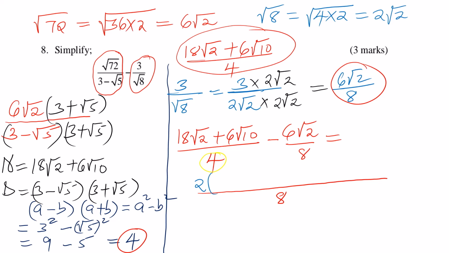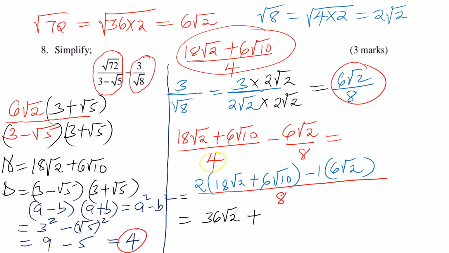So 2 multiplied by 18 root 2 plus 6 root 10, and then 8 divided by 8, that will be negative 1. So this will be 6 root 2. So upon opening the brackets, this is what you're going to get. But this one will be 2 times 18 root 2. This will give 36 root 2 plus 12 root 10 minus 6 root 2, everything divided by 8.